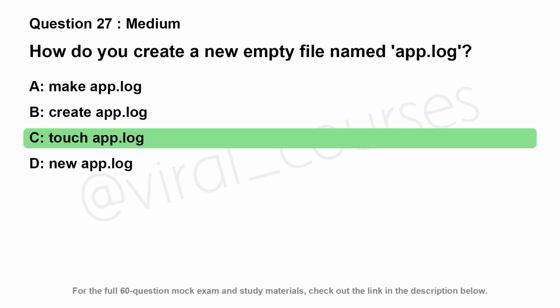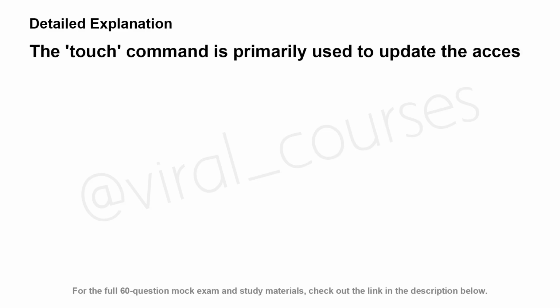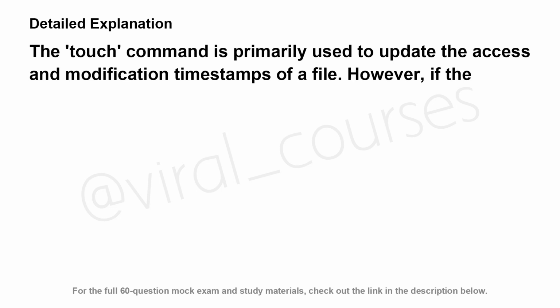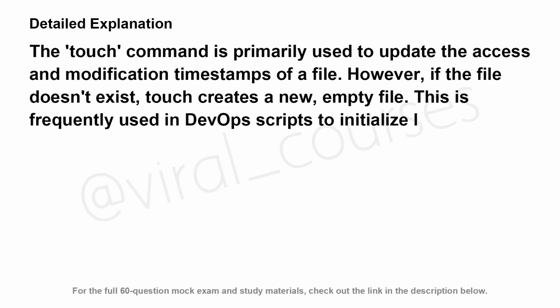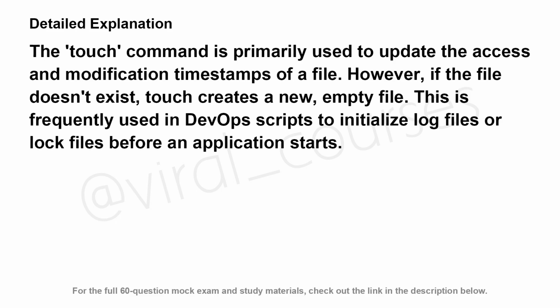The correct answer is C. The touch command is primarily used to update the access and modification timestamps of a file. However, if the file doesn't exist, touch creates a new, empty file. This is frequently used in DevOps scripts to initialize log files or lock files before an application starts.